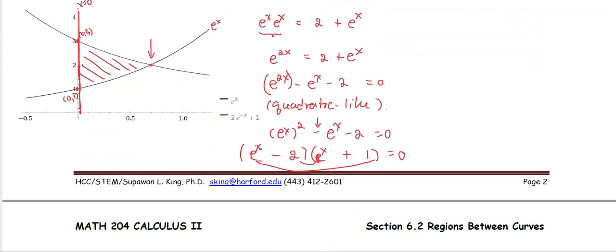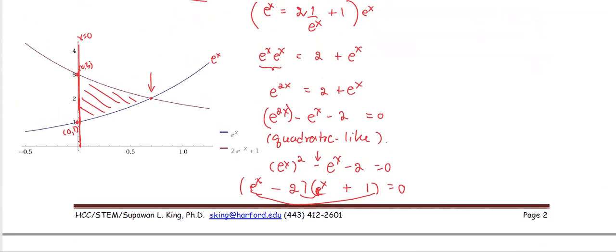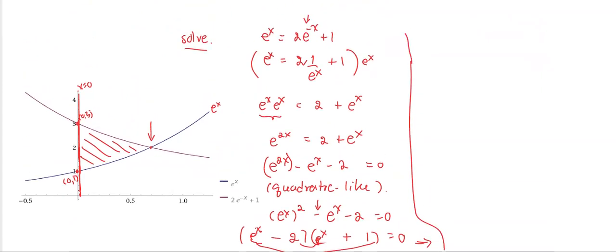And after that, we can solve for x. For the first factor, we have e to the x minus 2 equals 0. The second one, we have e to the x plus 1 equals 0. Solve the first one, e to the x equals 2, or x equals natural log 2. The second one, e to the x equals negative 1.